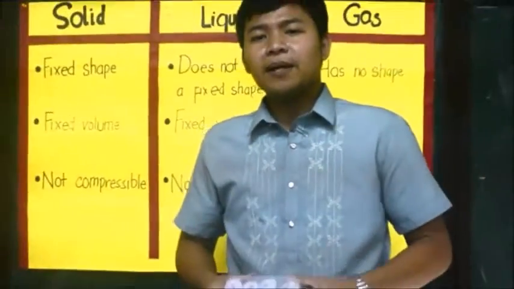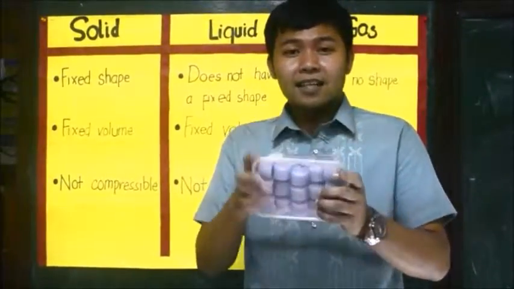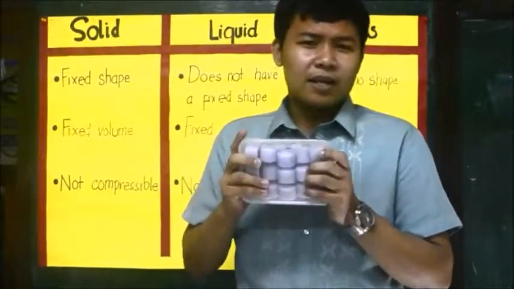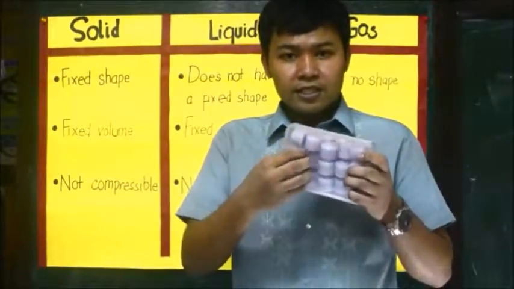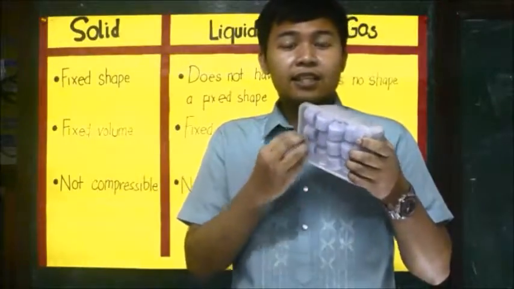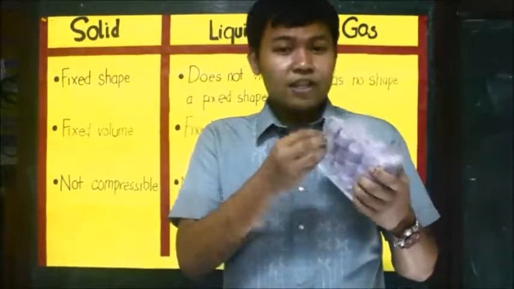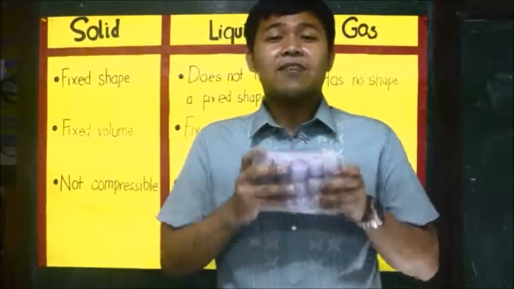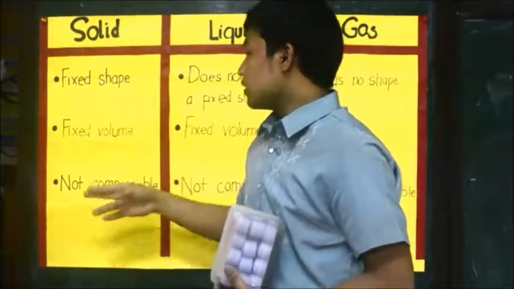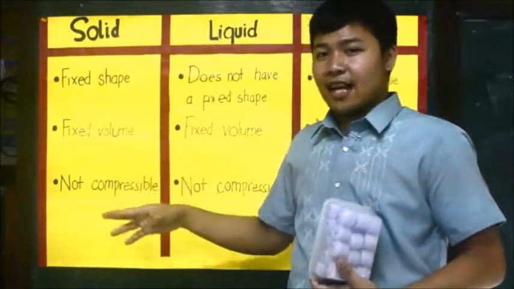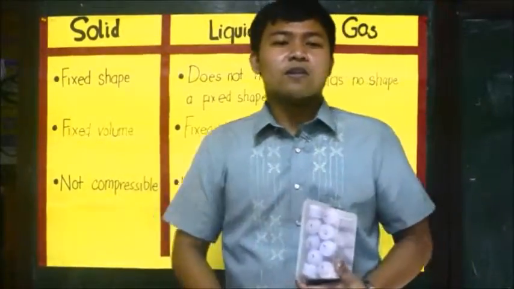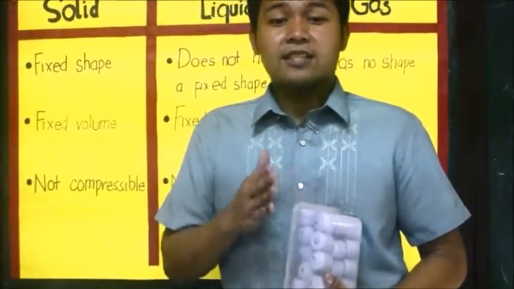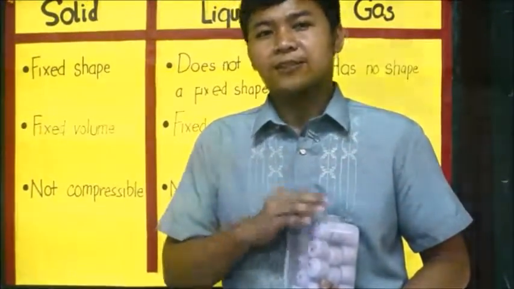In solid, the particles inside are packed tightly together. That prevents them from moving about very much. For example, the candles are packed tightly together. They hold each other very tightly. As a result, they have a definite shape and a definite volume, but it is not compressible. So everything that is hard and rigid is in the solid state of matter.